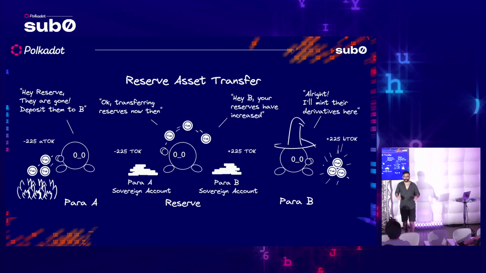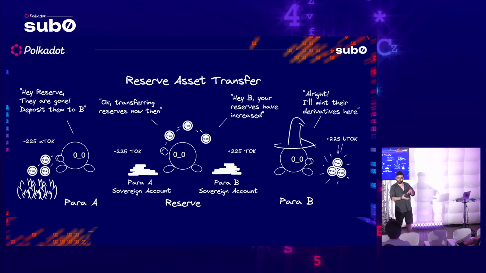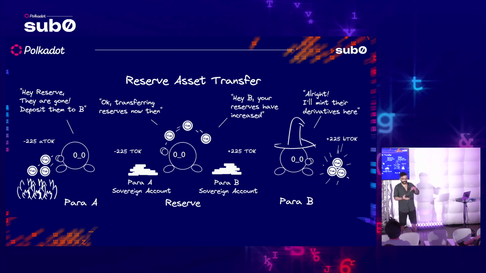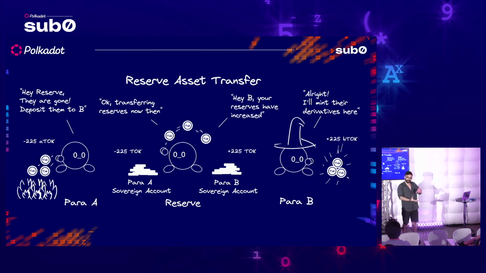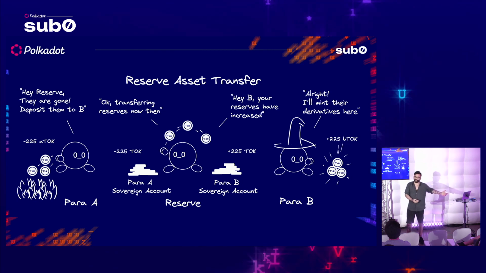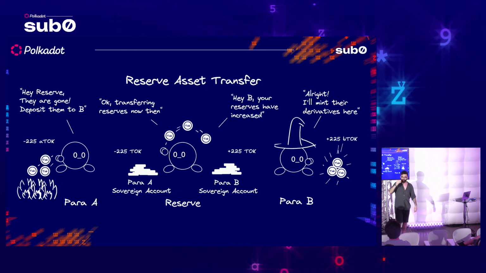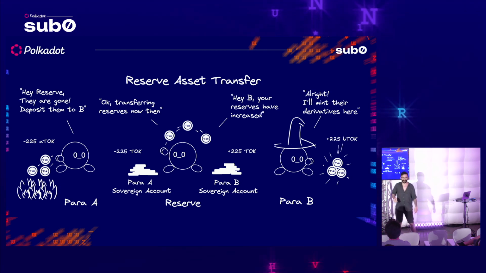Basically, the reserve has an account, a sovereign account, of these two parachains, and let's keep it within the parachains' domain. And when it has some balance on the sovereign account of that parachain, it allows the parachain to mint a derivative token, and I don't expect you to see that small text from there, but it makes sense.